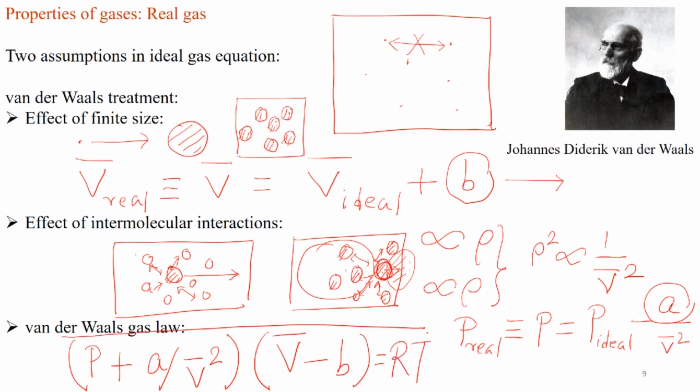So this is the famous van der Waals equation in the molar volume form. If we convert the molar volume into the actual volume, the equation will be just (P + n²A/V²)(V − nB) = nRT. We can use either of these equations, but we will mostly use the equation in the molar volume form.